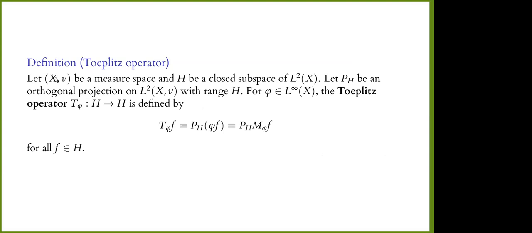Now, if X, nu is a measure space, in fact a sigma finite measure space, and H is a closed subspace of L2 of X, and if P_H is the orthogonal projection on L2 of X with range H, then for phi coming from L infinity of X, the Toeplitz operator T phi is an operator from H to H given by T phi of F equals P_H M phi of F. So it is the compression of M phi to the space H.